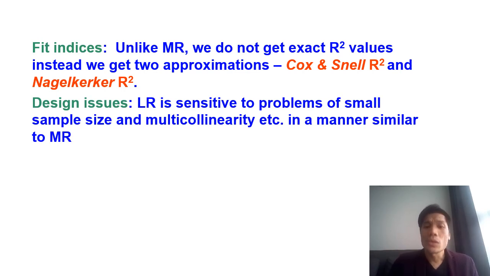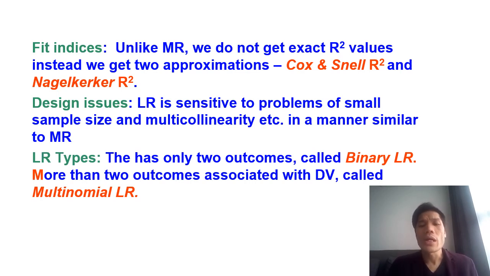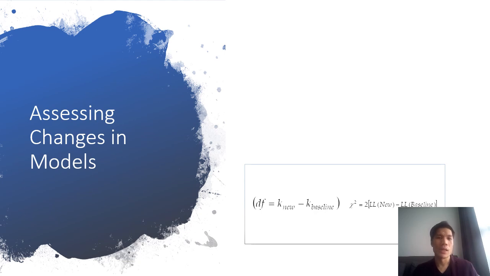Design issues. Logistic regression is sensitive to problems of small sample sizes and multicollinearity, similar to multiple regression. So please check for this next time when you collect data for logistic regression. Logistic regression has two types, as I mentioned. If your target variable has two categories, that's what you call binary logistic regression. If it has more than two categories in the dependent variable, then it is called multinomial logistic regression. For this tutorial, to keep things easy and simple, I'm just going to concentrate on the first one, which is binary logistic regression.